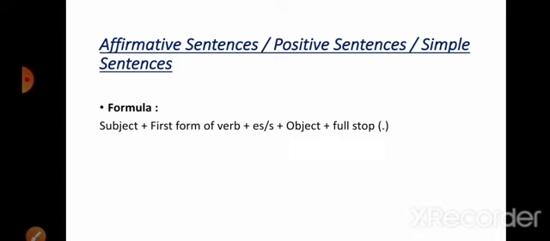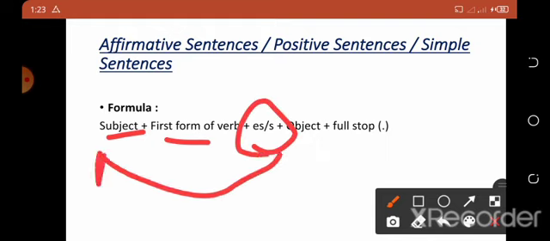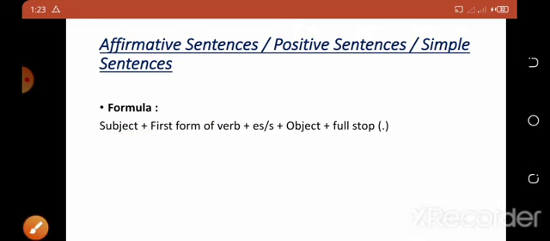Now the first type of sentences, which is affirmative sentences, positive sentences, and simple sentences. The simple formula is that you have to add subject plus first form of verb plus s or es, by recognizing which is the subject, singular or plural, and you have to add it to the verb, and then object plus full stop, done.